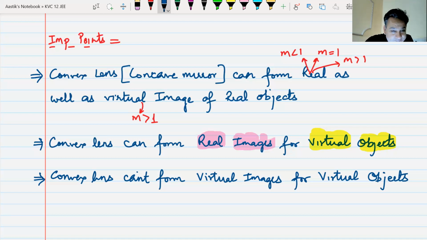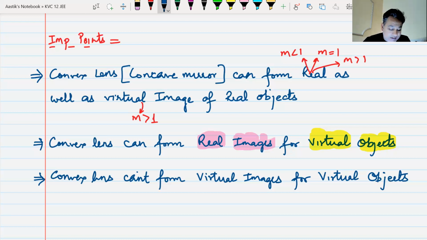Do we understand this? Yes, sir. We will get to virtual objects when we do questions which will have more than one lens. Same question came in this year's JEE Advanced. We will also solve those questions. There we will find virtual objects coming into the picture, and then we will be able to understand those virtual objects.